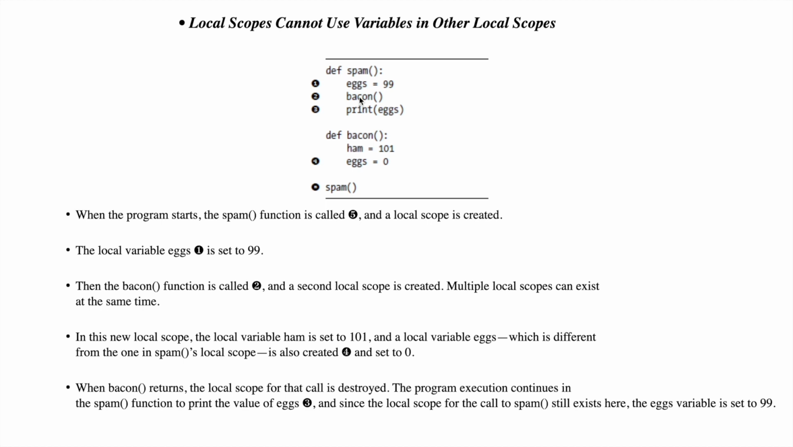That's why, right? A local scope cannot use variables in other local scopes. So see, the variables ham and x cannot be used. This ham and x are from the other local scope, beacon. This x is equal to 99 is from the local scope spam. They can't use it. Ham and x can't be used in spam.